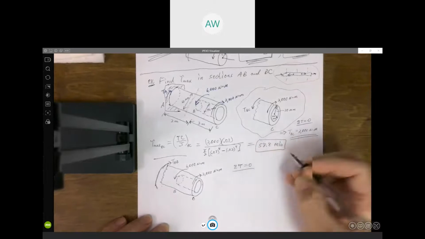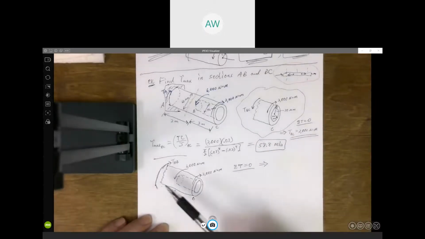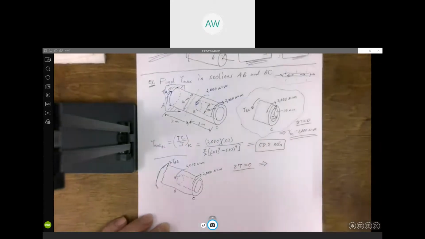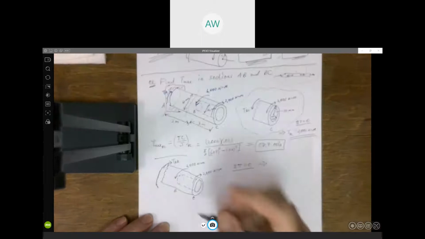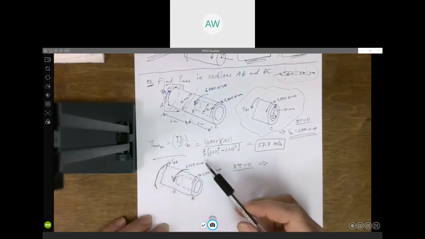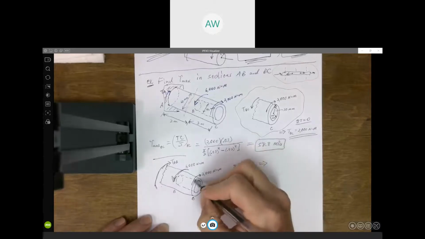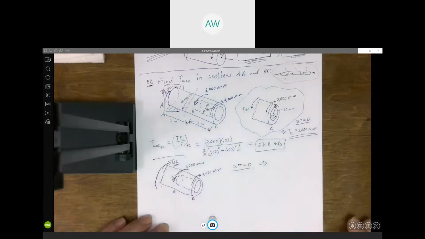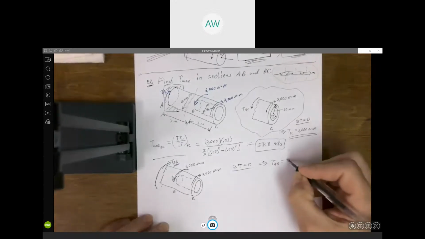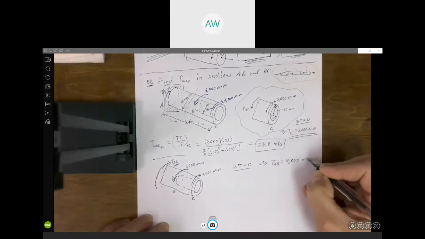If the torques have to sum to 0, what's the torque AB got to be? Somebody chime in or type in the chat. 4,000. That is correct. We've got 6,000 going this way, which means we've got to have 6,000 going the opposite direction. Well, I've got 2,000 here, so I need 4,000 there, so that I've got 6,000 going each direction. So this is going to be 4,000 Newton meters.